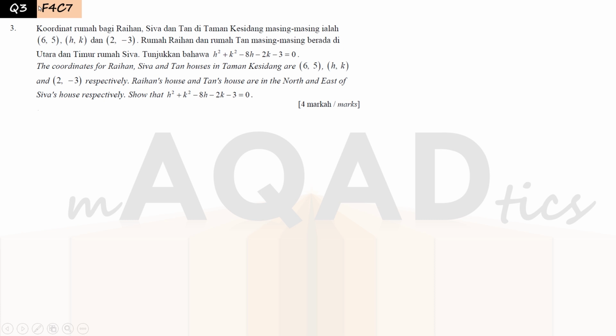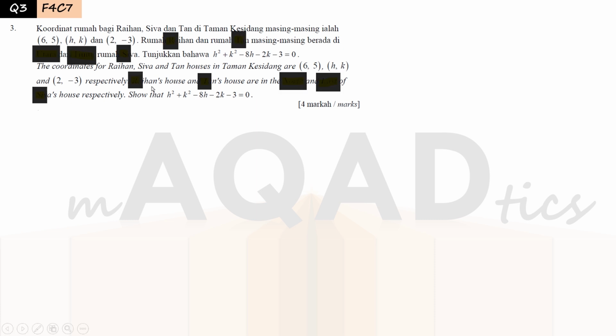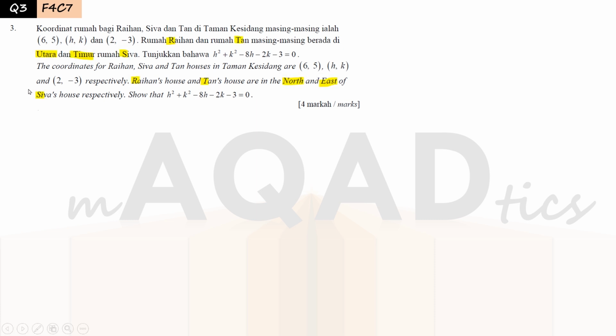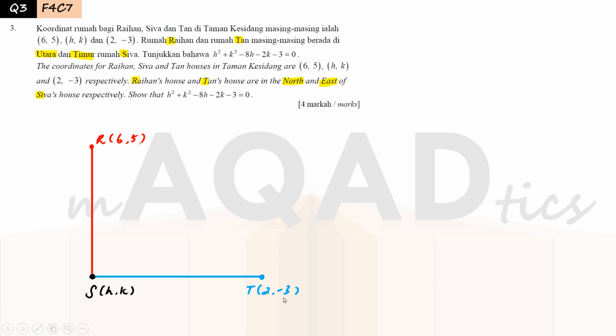Question 3 focuses on quadratic geometry, and it is describing the location of these 3 people's houses. Right? So why don't we plot a diagram to understand this question better? Here in this sentence, they are using Siva's house as the reference. So let's plot Siva's house here first. It says that the north of Siva's house, which is in this direction, is Raihan's house, and the east of Siva's house, in this direction, is Tan's house.